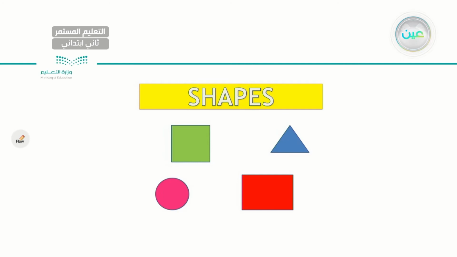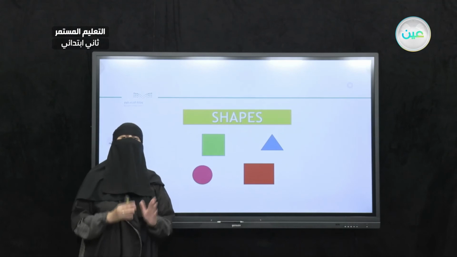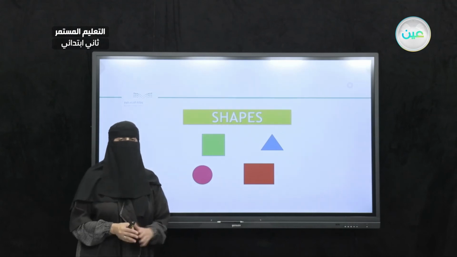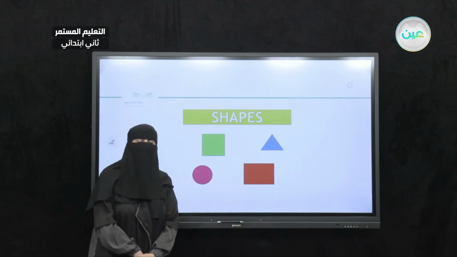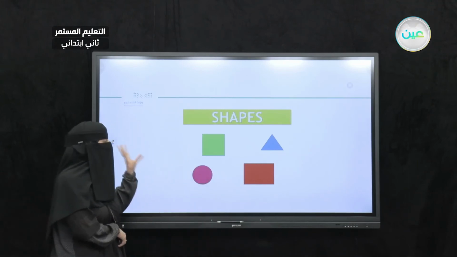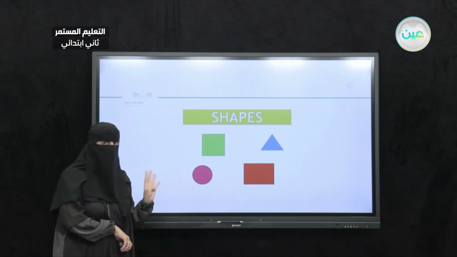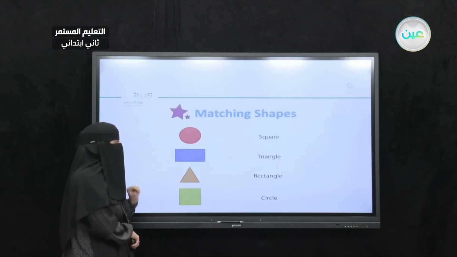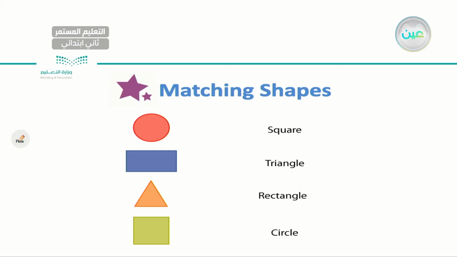Now, let's introduce the word shapes. We try to cover numbers, try to cover words, try to cover letters. Let's introduce a different thing. Shapes. What do I mean by shapes? As you can see, I have 1, 2, 3, 4. I have 4 different shapes, 4 different figures. Let's try to introduce their names. I have the figures or the shapes to your left, and I have their names to your right. So let's try to match.